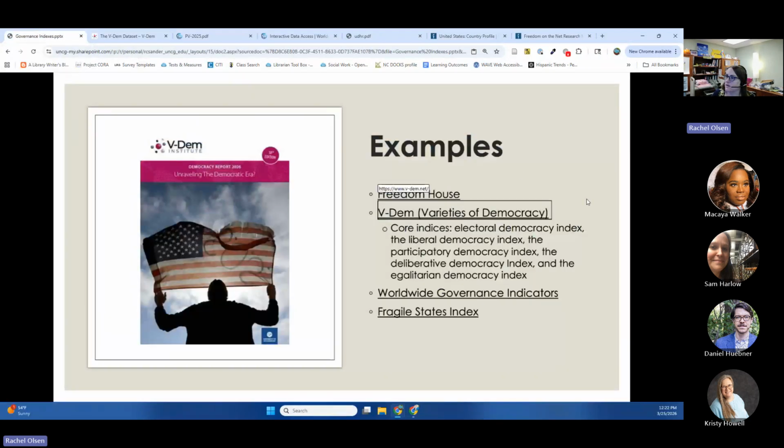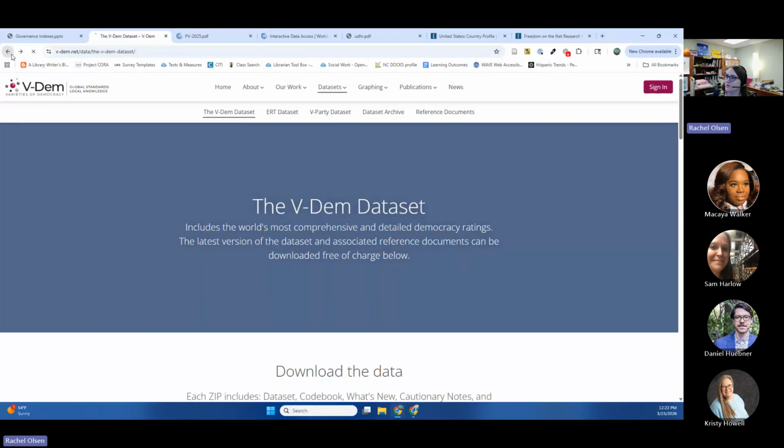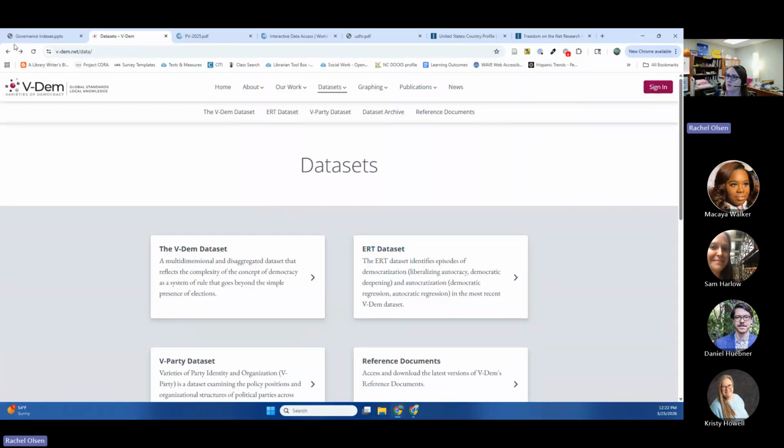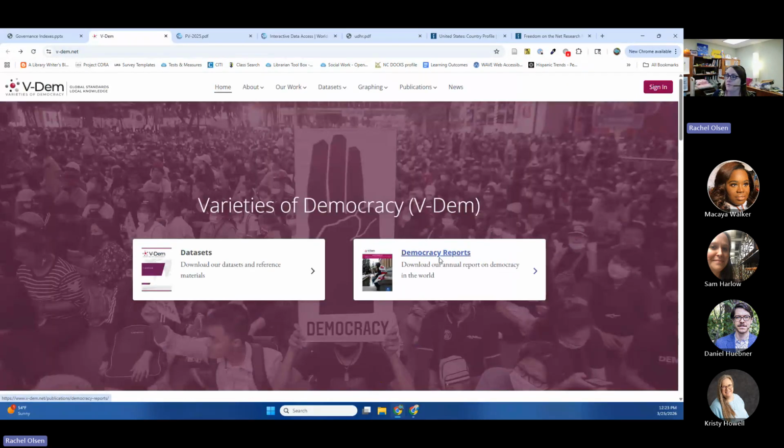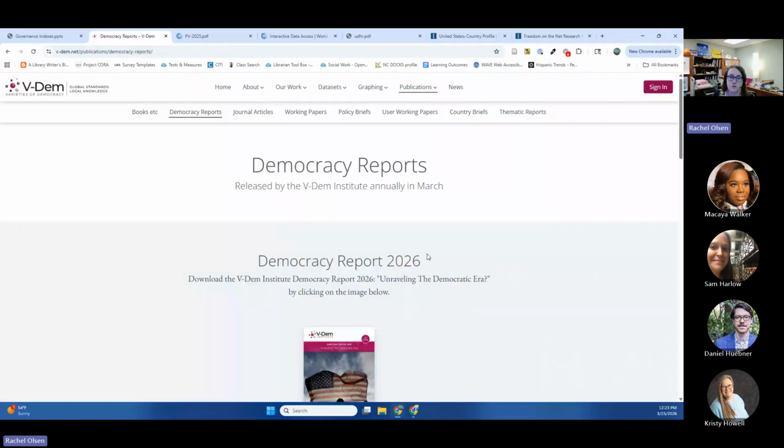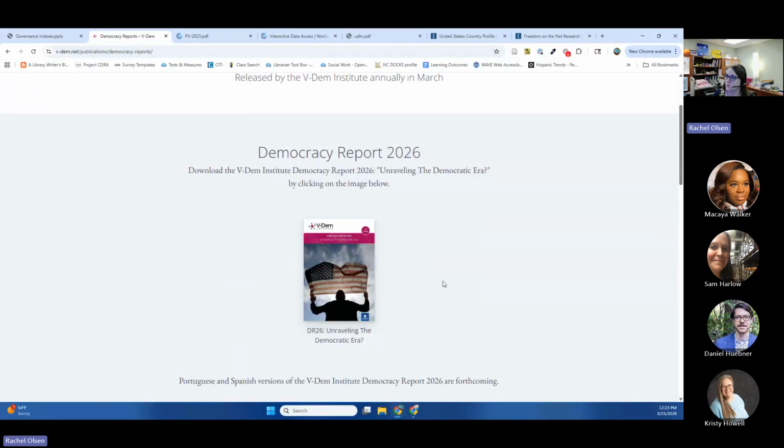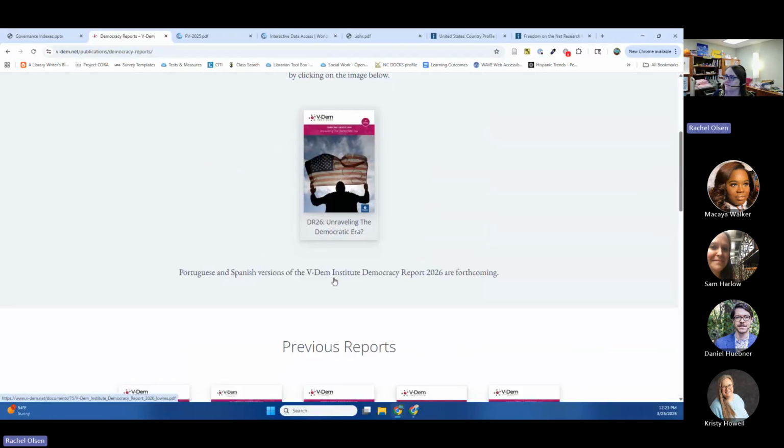You'll have links to these later. For me, I actually prefer, when I'm doing a quick overview like this, to just look at the reports. So VDEM's latest democracy report actually just came out in March, and we'll talk about where it showed up a couple places later on.